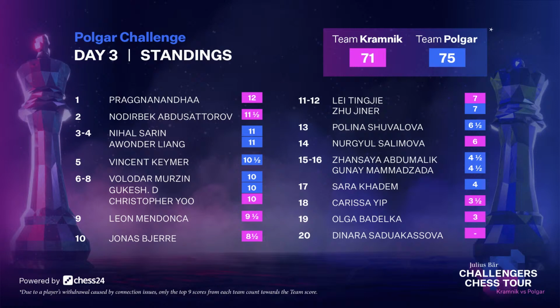And then we have Volodya Murzin, who didn't start so well on the first day, but now he's in 6th place together with Gukesh and Christopher Yu, who also seems to be very talented. And he's been in the top 10 the whole time. He was most of the time in the top 5 of the event. And then we have Leon Mendoza and Jonas Buhl. And then the second half of the tournament.